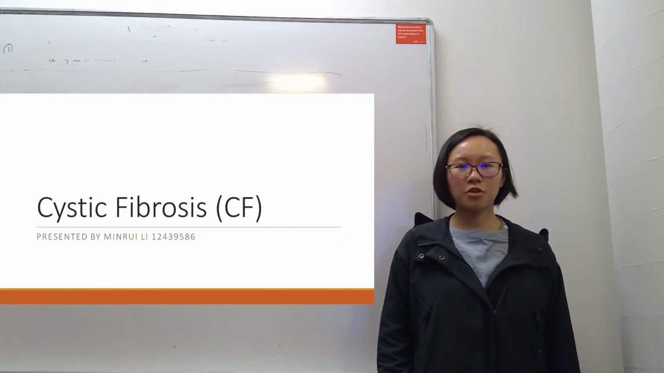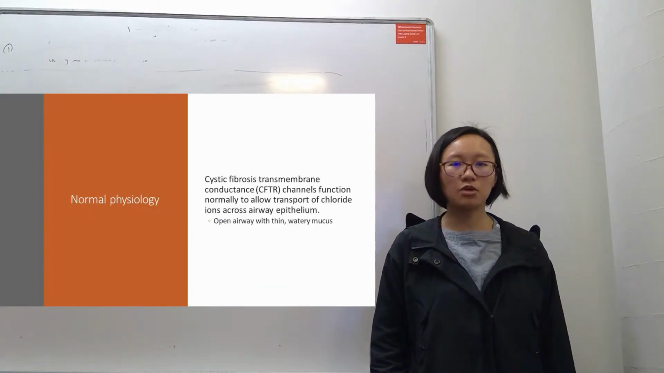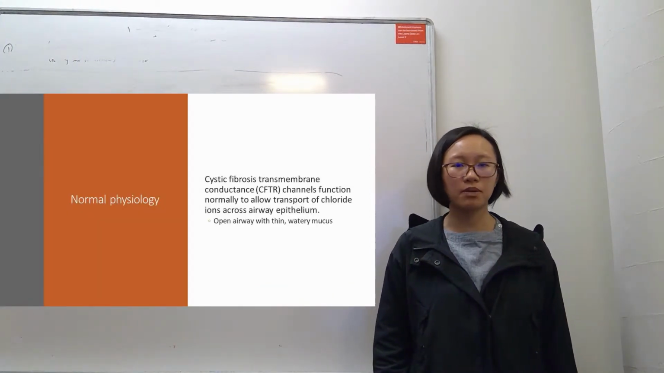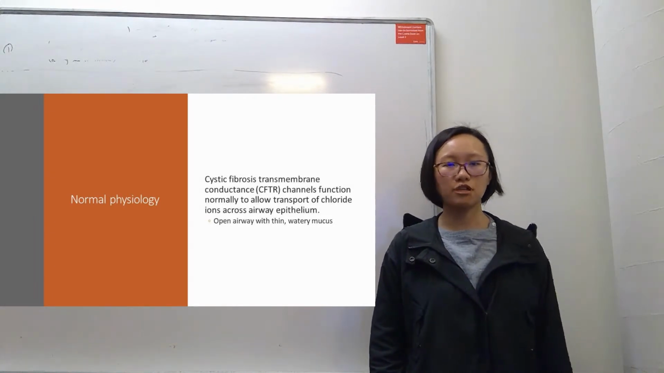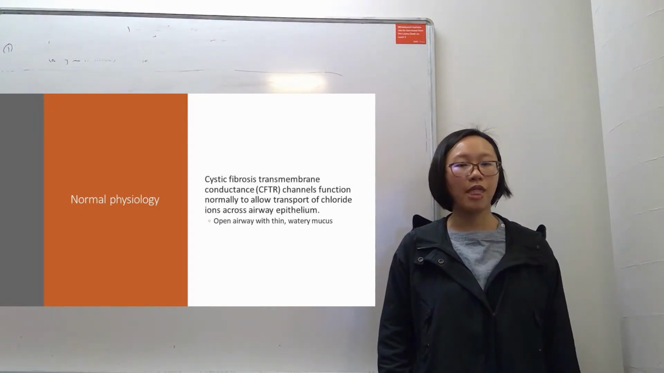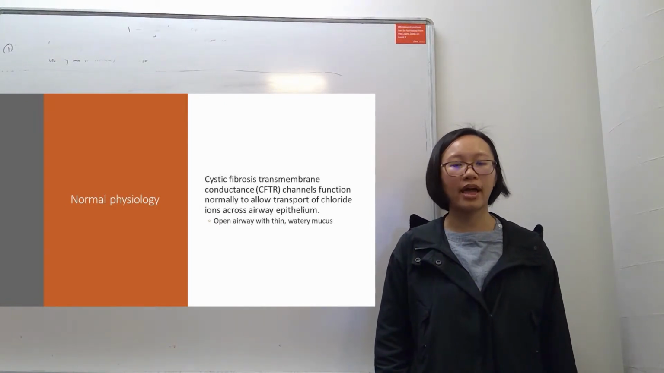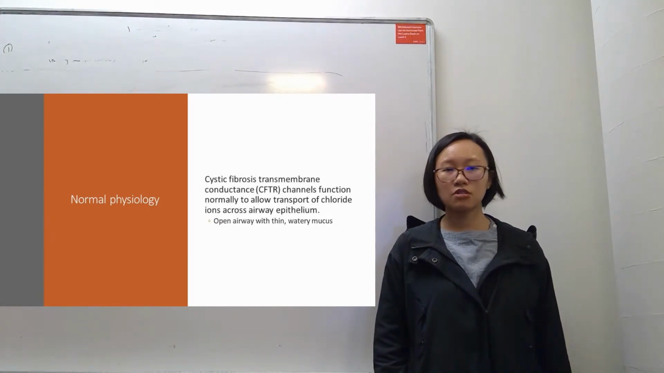So we are healthy people. We can breathe freely. For healthy normal people, we have the cystic fibrosis transmembrane conductance regulators, also called CFTR channels. We have the normal CFTR channels, and it is a protein that allows transport of chloride ions across the airway epithelium and creates an open airway with thin watery mucus.